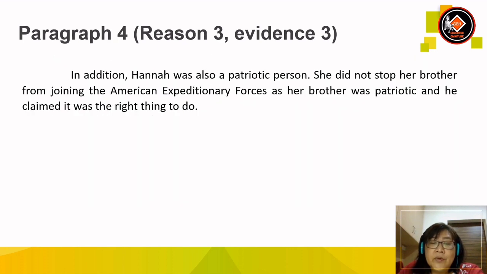For paragraph 4, we are writing another positive value, and remember that you have to support it with an evidence. So in addition, Hannah was also a patriotic person. She did not stop her brother from joining the American Expeditionary Forces as her brother was patriotic and he claimed it was the right thing to do.